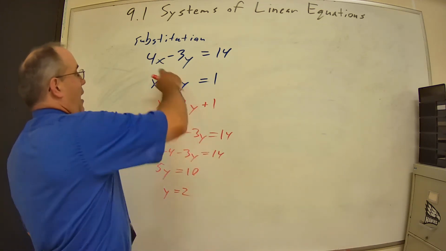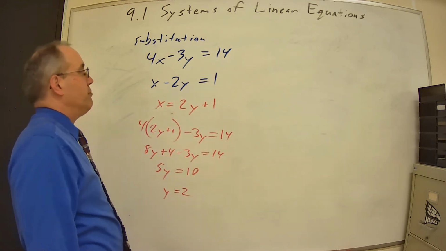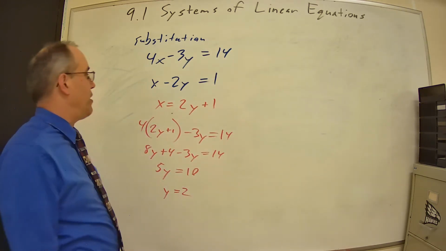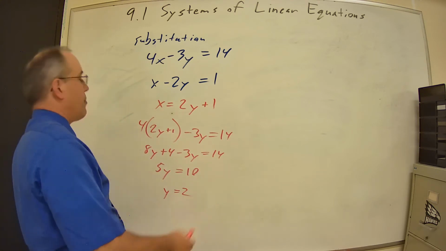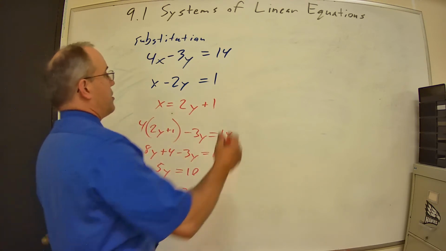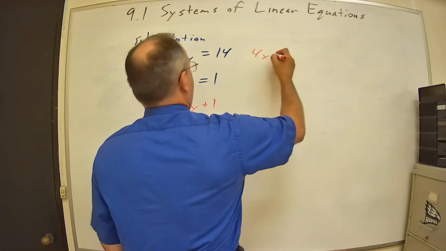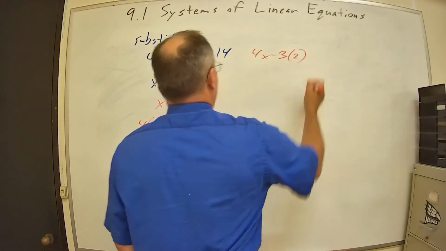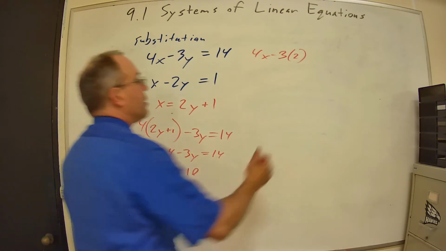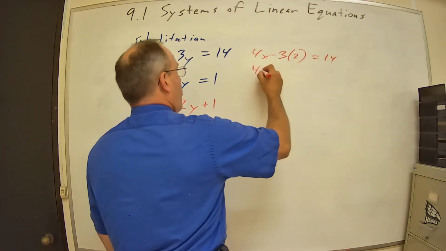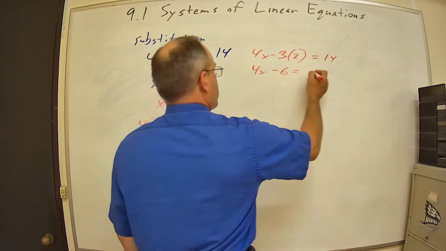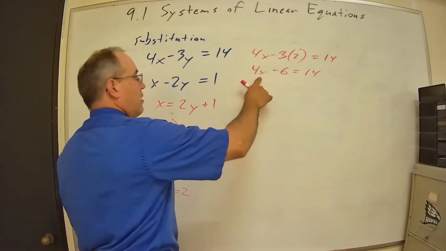So I'm just going to use the top one. No real reason why. In fact, it would have been much easier to use the bottom one. But I said I'm going to use the top one, so I'm just going to plug it into the top one. So 4x minus 3 times 2, y is equal to 2, is equal to 14. 4x minus 6 is equal to 14.